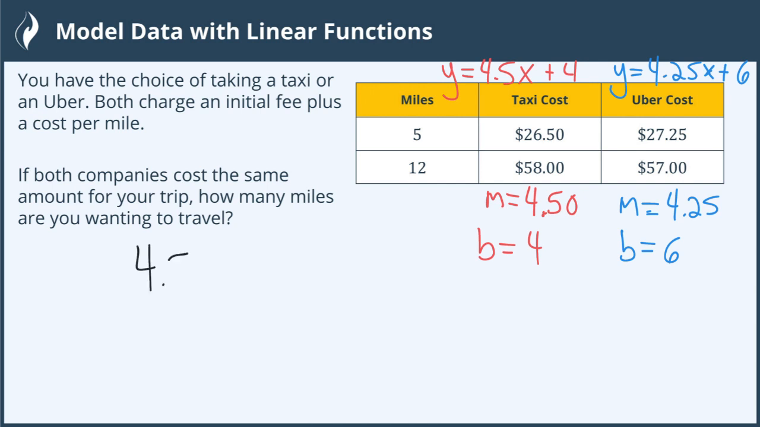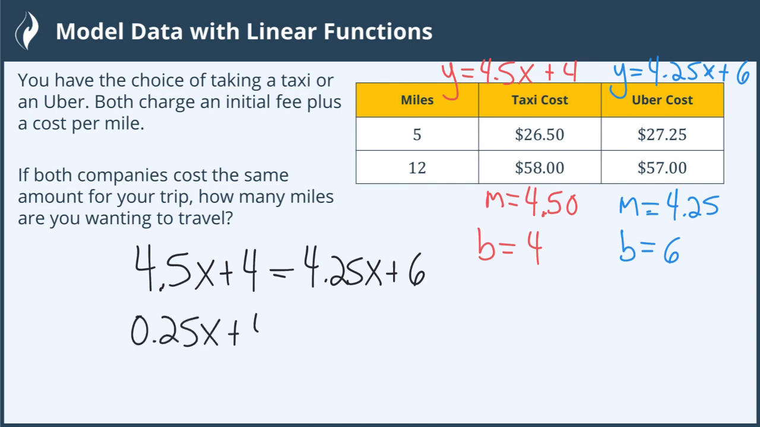So we can say the 4.5x plus 4, the total cost for the taxi, has to equal 4.25x plus 6, the total cost for the Uber. Now, to solve this, we're going to subtract the 4.25x over to the left-hand side, which will leave us with 0.25x plus 4 equals 6. Now we subtract the 4 to the right-hand side, so we have 0.25x equals 2. When we divide both sides by 0.25, we get that x equals 8.